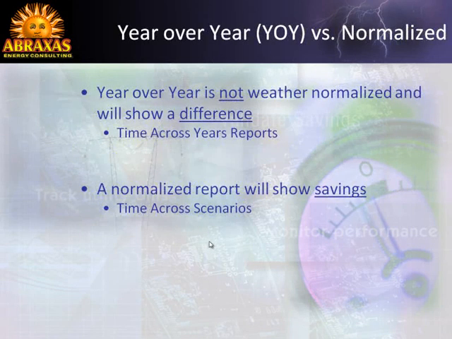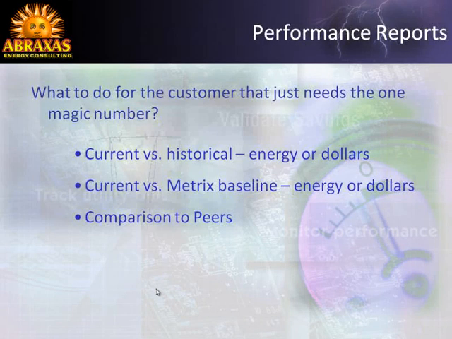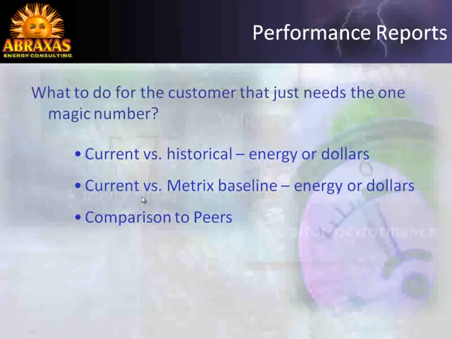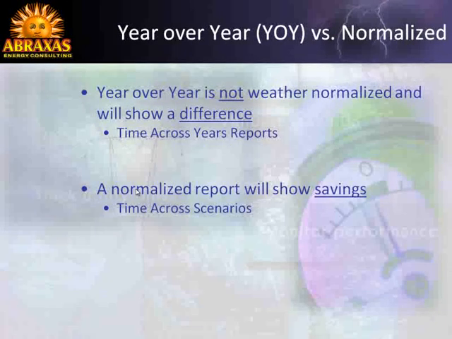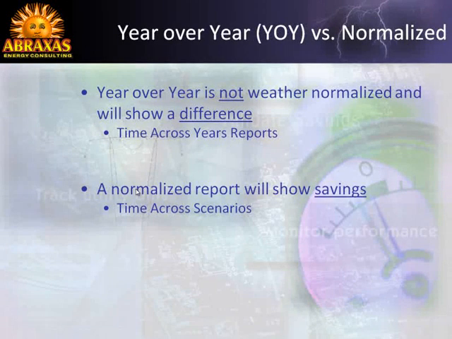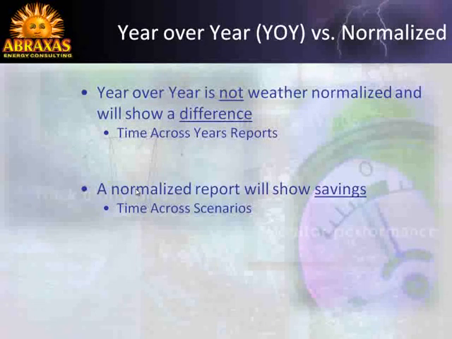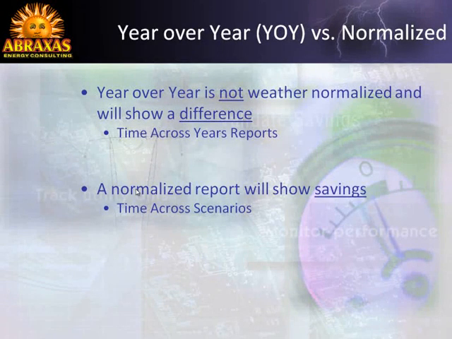Before we jump into ReportMaker, I just wanted to emphasize the difference between a year-over-year report and a normalized report. So when I talked about the current versus historical, that is a year-over-year report, and the current versus baseline is a weather normalized report. The year-over-year is not weather normalized, and it will show a difference between years. It's not going to show savings, it's going to show a difference. And the report that you want for that in ReportMaker is the time across years report.